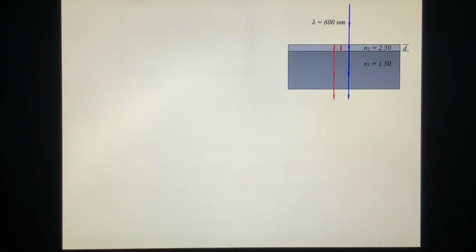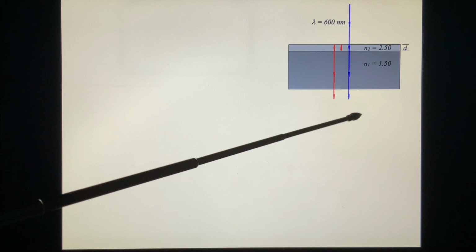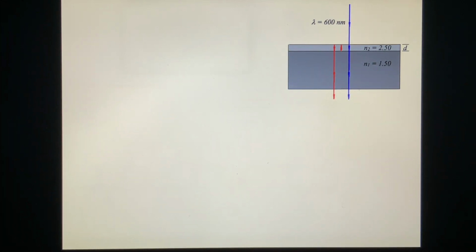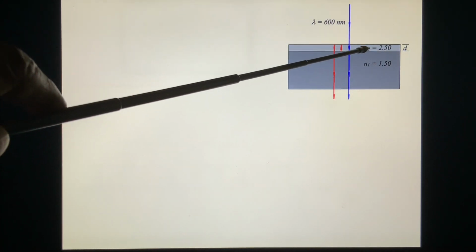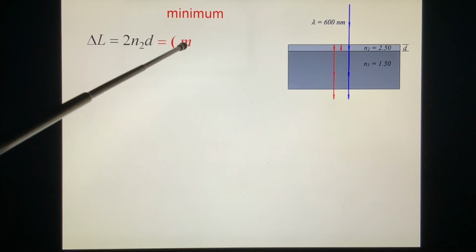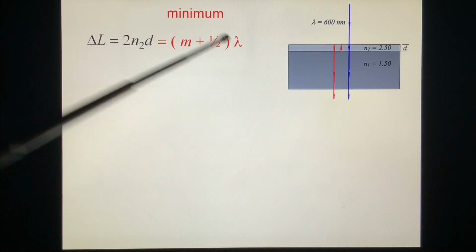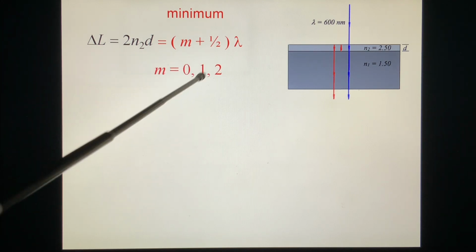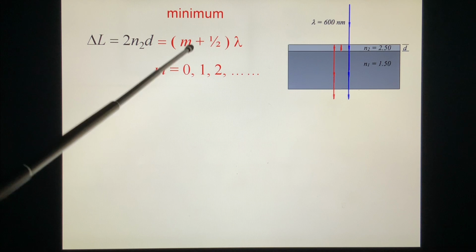We know this line has no phase change by reflection at all. So the only difference is the 2d in this medium, equivalent to delta L = 2 n2 d in vacuum. The minimum condition is this equal to (m + 1/2) lambda. It's the condition for minimum. And our condition is the third minimum. m can be 0, 1, 2, so for the third minimum, m equals 2.